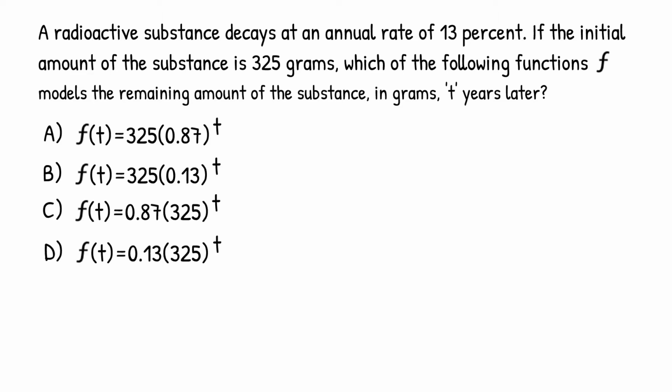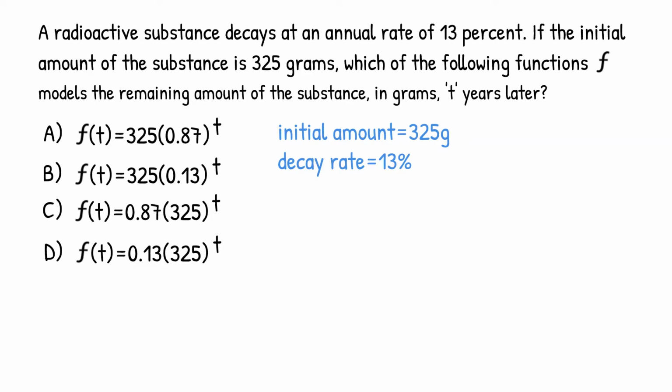A good first step is to size up the problem. We're told that the initial amount of the substance is 325 grams. And we're also told that its annual decay rate is 13%. So to understand the decay rate means that this radioactive substance loses its quantity by 13% every year. And let's now see if we can put together a function that would define this process.